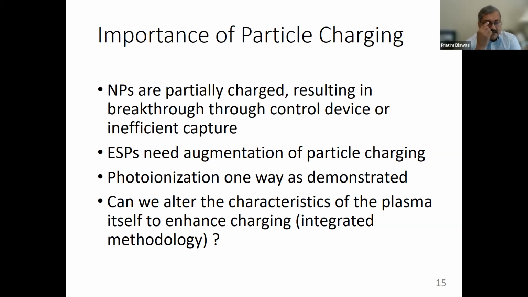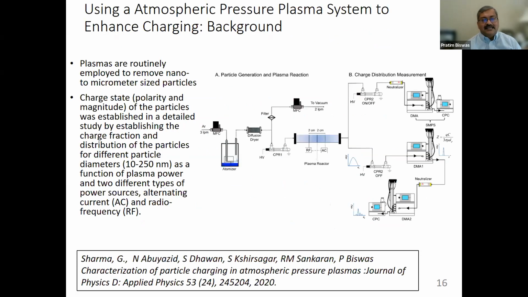Photoionization is one way, but the ESP itself has a corona, has a plasma. Can I integrate some concepts of a plasma, right? Even different types of plasmas to enhance the charging characteristic, which makes it then a compact system. So that's just sort of a hypothesis. Can I just play around with some of the plasma characteristics? And that is the subject of the paper that I'll describe very briefly today, okay? Of course, you have to read the paper for the details because I'll run out of time to cover every single aspect, but I'll just highlight some of the key results.